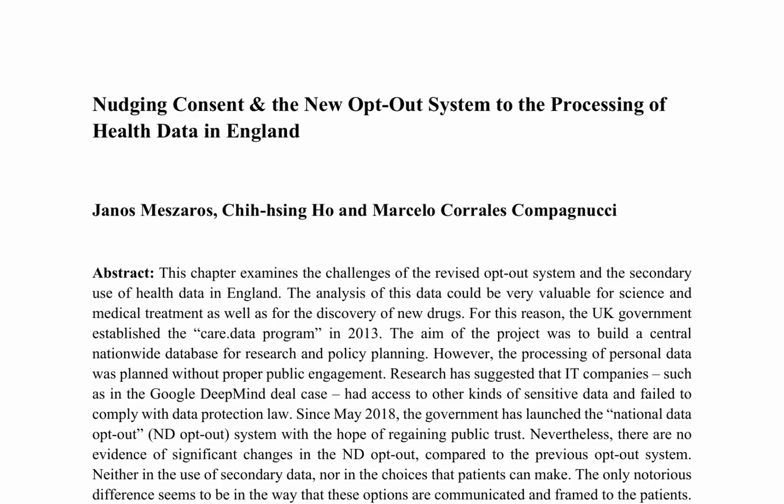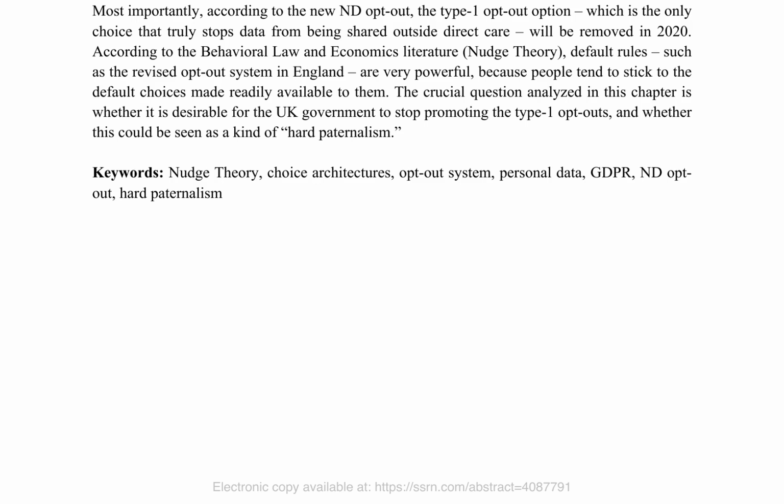The UK government established the care.data programme in 2013, aiming to build a central nationwide database for research and policy planning. However, the processing of personal data was planned without proper public engagement, leading to concerns about data protection and privacy. In May 2018, the government launched the National Data Opt-out (ND Opt-out) system, which is designed to regain public trust. However, there are no significant changes in the ND opt-out compared to the previous opt-out system, neither in the use of secondary data nor in the choices that patients can make.